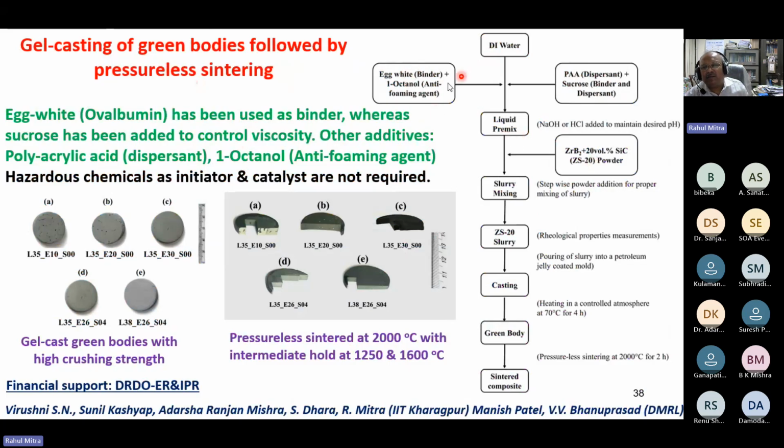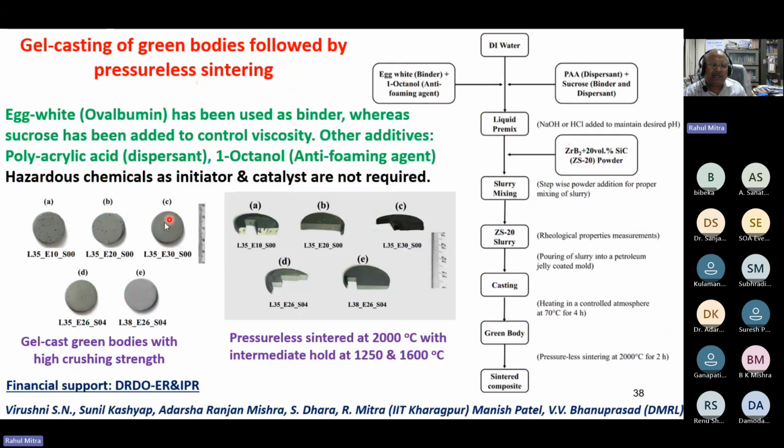And we prepared a liquid premix, which we added to ZrB2-SiC powder, made a slurry. And we actually optimized the composition of the slurry by different rheological experiments, details of which I'm not showing. And after that, we did gel casting into different molds. We got the green body, which had a sufficient amount of strength and more than 50% green density. So these are the green bodies.